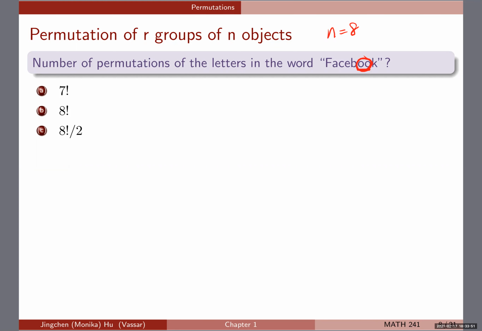So intuitively, we'll see that we have to cancel out that kind of effect when you have duplicated letters, or I should say generically similar objects. So the answer is, we will see, 8 factorial divided by 2 factorial. But more importantly, let's think about the generic result of this permutation of r groups of n objects.